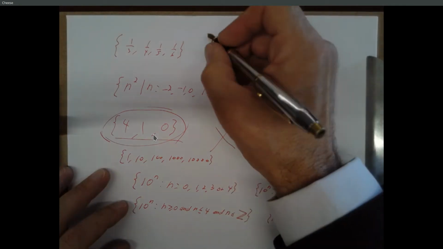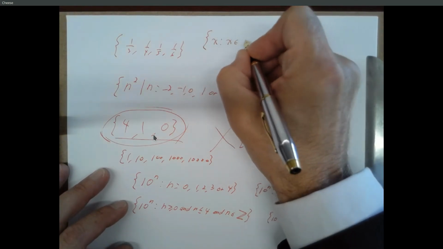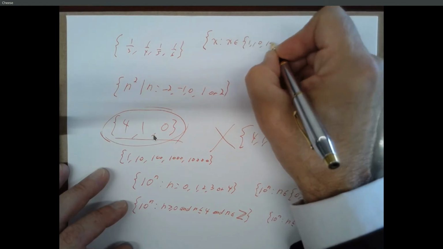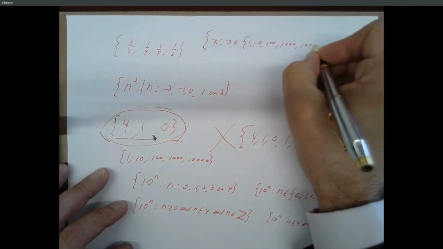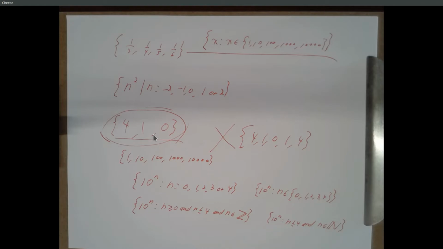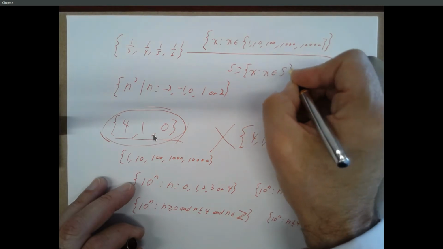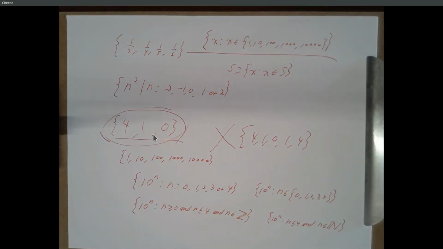Technically, you could do this, but I didn't give full credit for this. It could be the set of all x such that x is contained in the set 1, 10, 100, 1,000, 10,000. And yeah, that is exactly the correct set, right? And that is technically sort of a set builder notation, but it's kind of wiggling out of the harder part of it. We can always write S equals the set of all x such that x is contained in S, but it doesn't really capture the idea of a set builder.